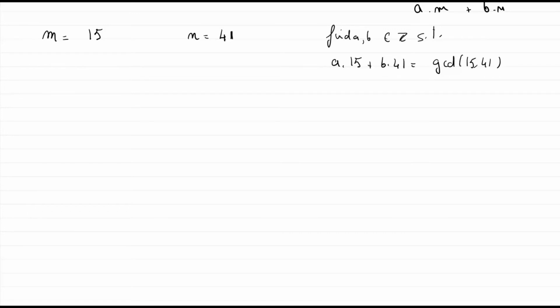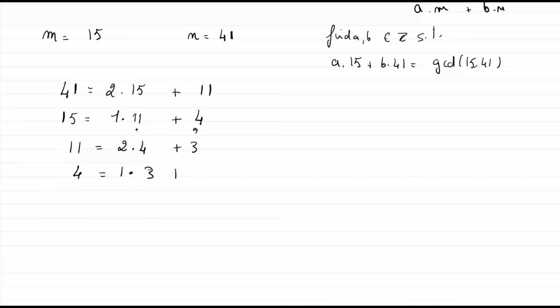So we start, I divide the largest one by the smaller one. So I write 41 is 2 times 15 plus 11. Now I divide 15 by 11. So 15 is 1 times 11 plus 4. And now I divide 11 by 4. So 11 is 2 times 4 plus 3. Now I divide 4 by 3. 4 is 1 times 3 plus 1.